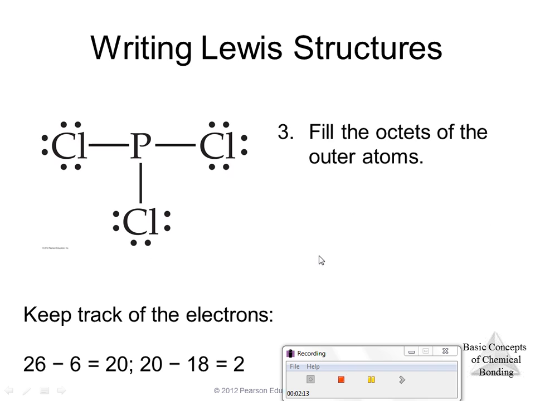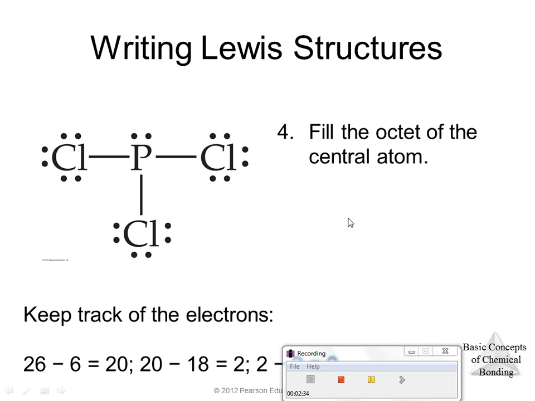Once you make single bonds, now fill the octets of the outer atoms. Always start outside in. So notice we got 6 dots on that chlorine, 6 dots on that chlorine, 6 dots on that chlorine. So we subtracted 6, subtract 6 more. Now we're down to only 2 electrons total out of our count of the original 26. Next step, fill the central atom if any electrons you have left. So we have 2 left.